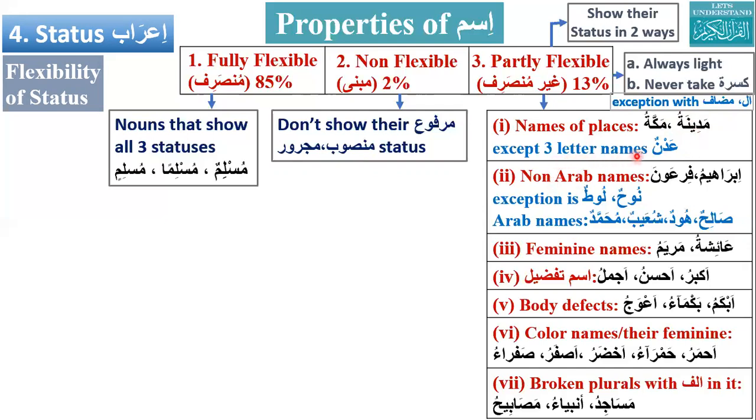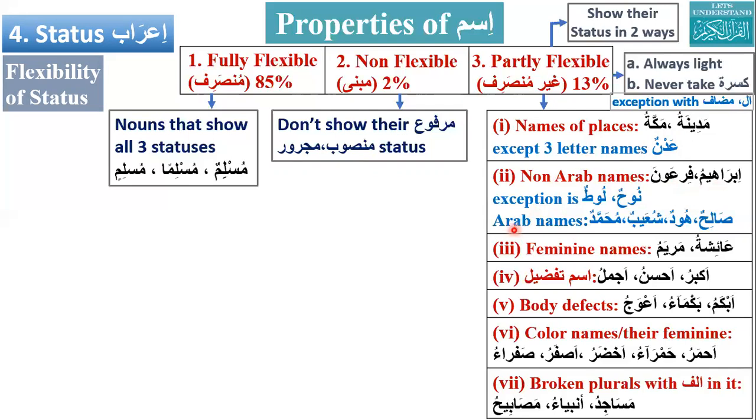Three-letter names like Adnan. Adnan is a three-letter name. It can be heavy, no? So it can be flexible. Then non-Arab names like Ibrahim, Fir'auna. So these are also partly flexible. It cannot be Ibrahimun or Fir'aunun. No. So these are non-Arab names. So the exception is Lutun, Nuhun. So there, that is the exception.